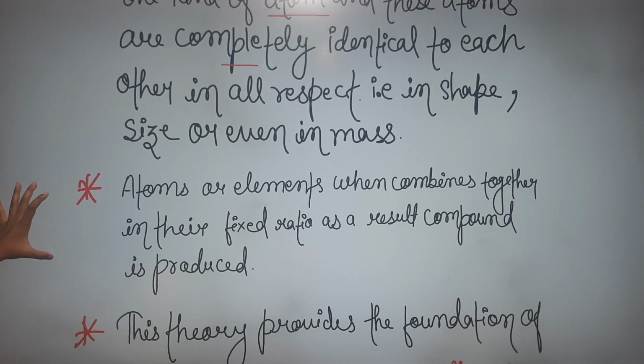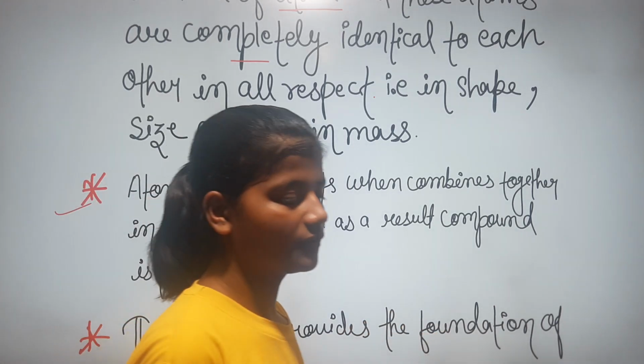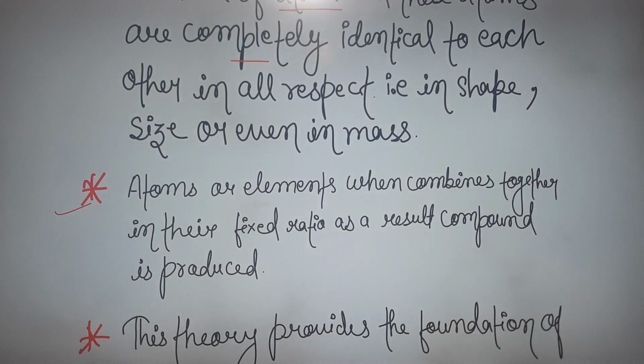The fifth point is that atoms or elements, when combined together in their fixed ratio, produce a compound. When the atoms or elements combine together in their fixed ratio, as a result, they produce a compound.